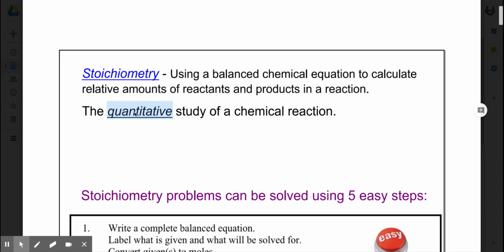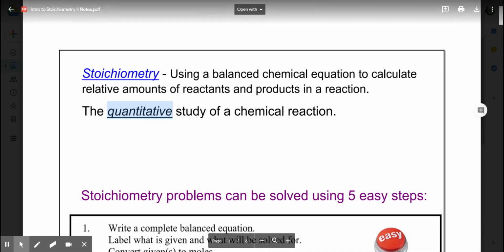It is known as the quantitative study of a chemical reaction. Quantitative means how much. If you recall our work previously with chemical equations, we predicted what was going to be formed. That would be a qualitative study. Quantitative means we're going to figure out how much of a product can be produced or how much is involved in a reaction using a balanced equation.